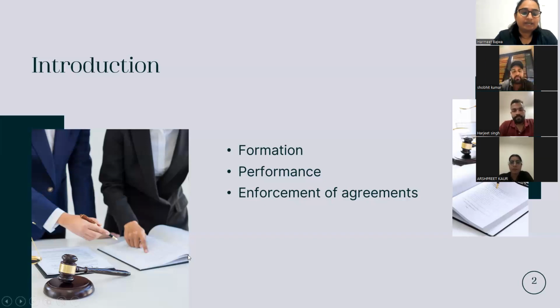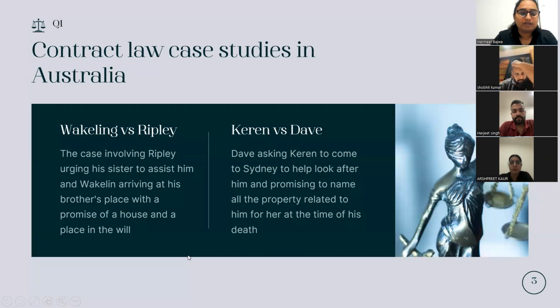This case represents a scenario in which two parties, Dev and Kiran, enter into a contract in which Dev promises to leave all the property related to him to Kiran at the time of his death, in exchange for Kiran's assistance in caring for him. However, Dev later breaches the contract by cutting Kiran out of the will. The case references the precedent set in Wakeling versus Ripley, in which a similar contract was found to be legally binding. The case raises several important issues related to contract law.